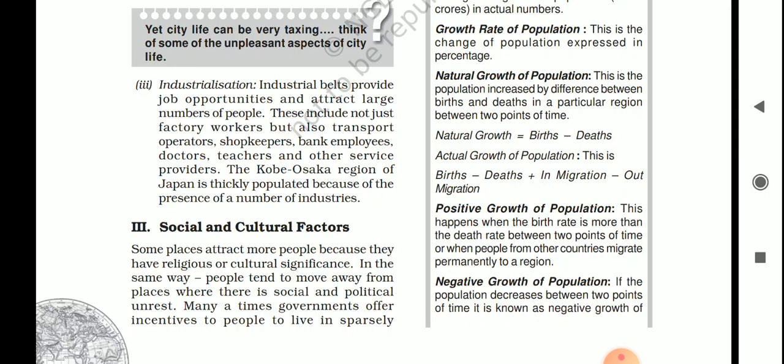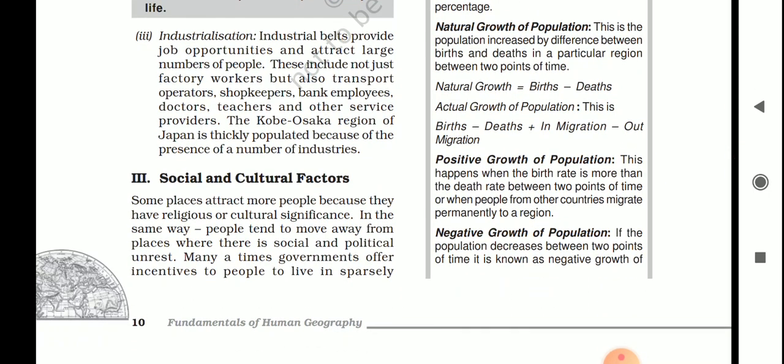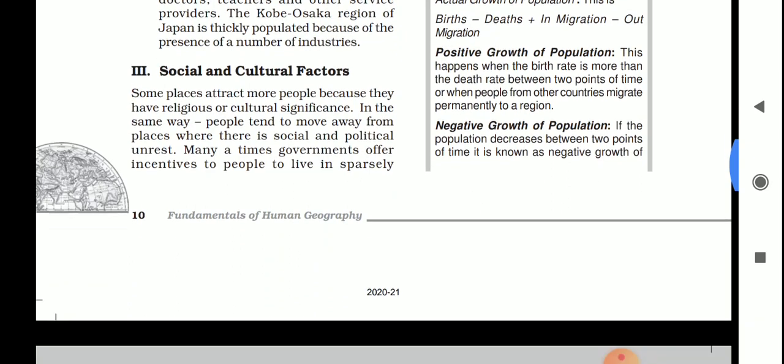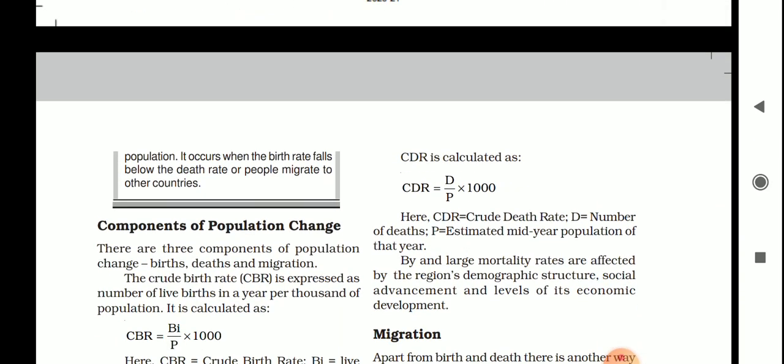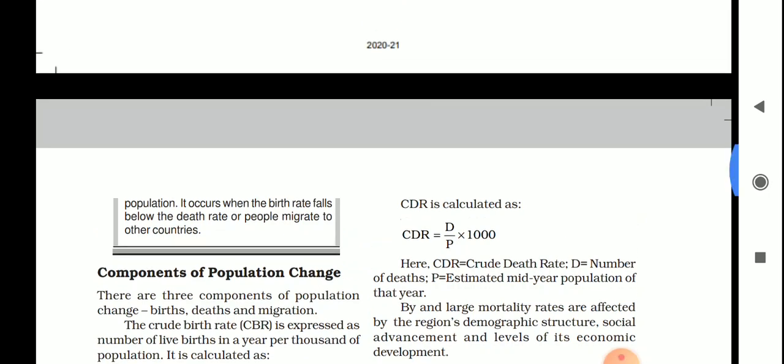Next is positive growth of population. This happens when the birth rate is more than the death rate between 2 points of time. Then negative is just the opposite of it. If the population decreases between 2 points of time, it is known as negative growth of population. It occurs when the birth rate falls below the death rate or people migrate to other countries, right? So understood? Through this we can see negative and positive growth.